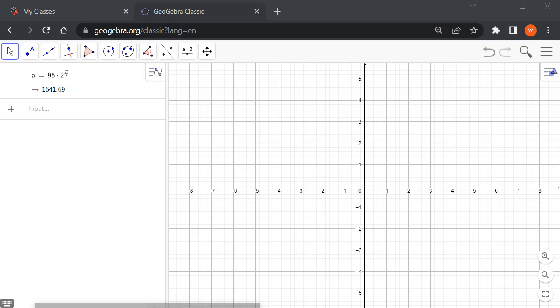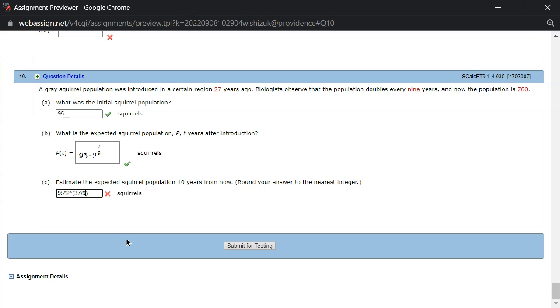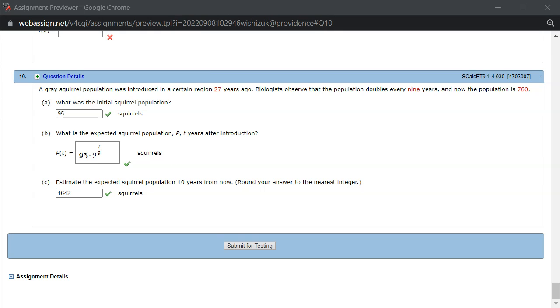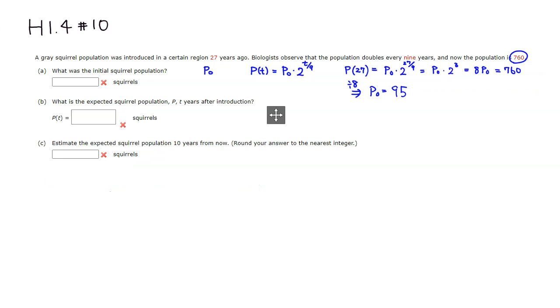So let's type it in. This is 1642. Let's check the answer. It came back and it looks like we got part C correctly as well. That's it. I hope that this was clear.